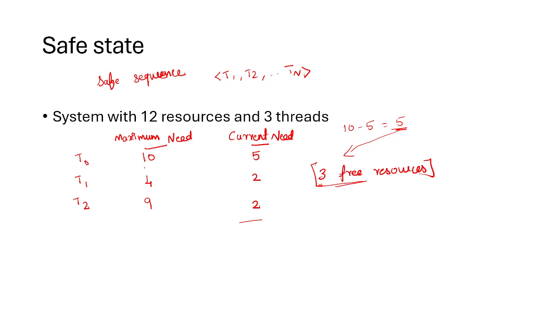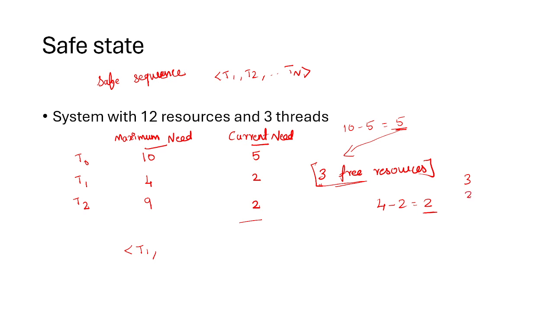Now consider T1. Already 2 resources have been allocated, maximum need is 4. So 4 minus 2 is 2. So T1 needs only 2 resources. We have 3 resources, so from the 3, we can allocate 2 resources. So T1 can start its execution and complete.